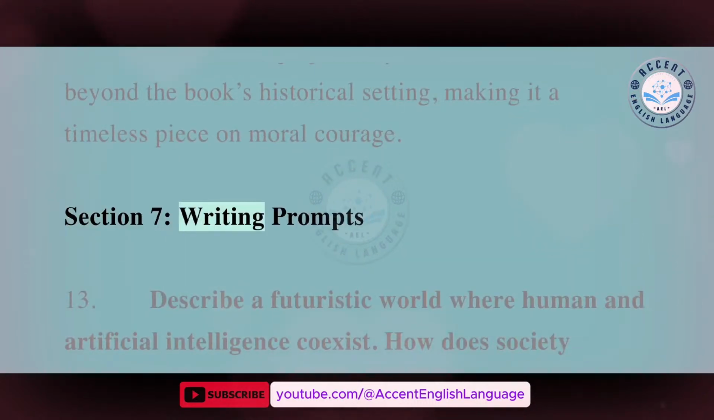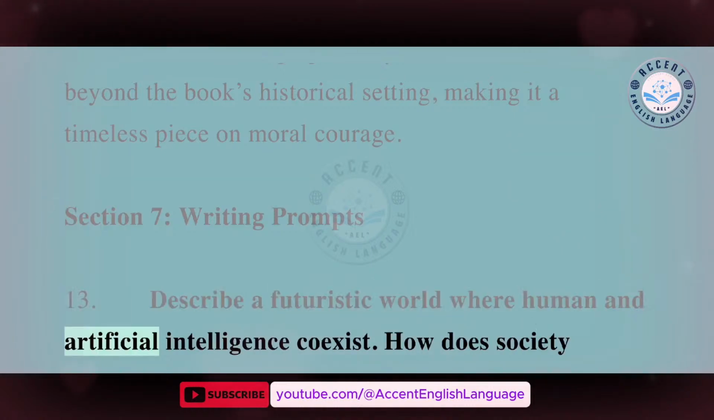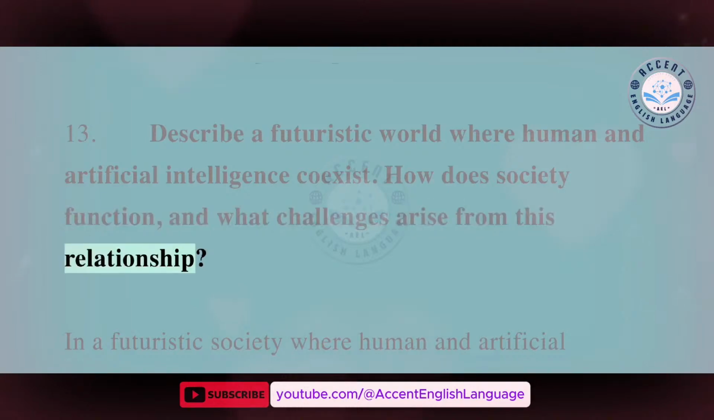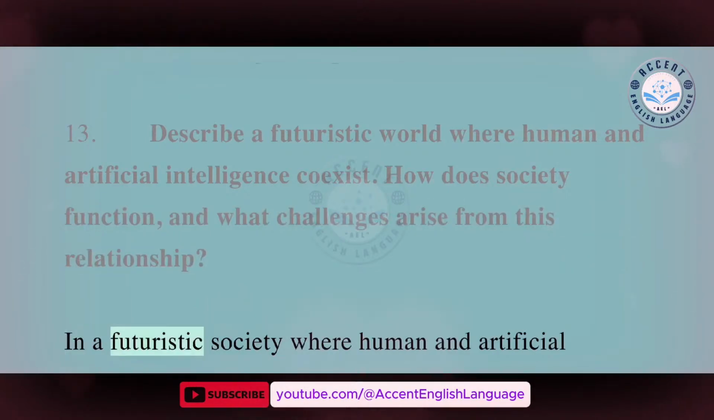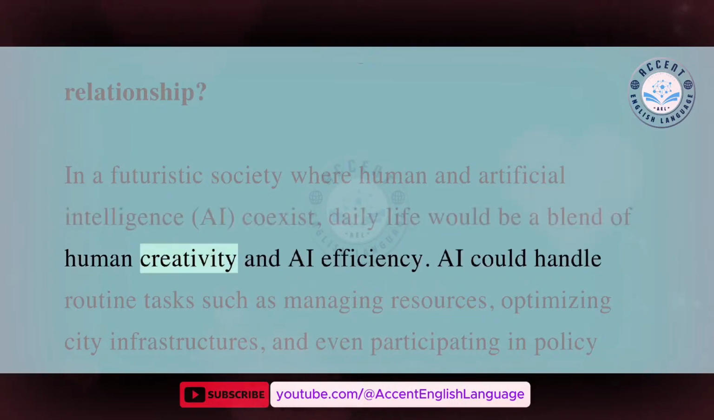Section 7. Writing Prompts. 13. Describe a futuristic world where human and artificial intelligence coexist. How does society function, and what challenges arise from this relationship? In a futuristic society where human and artificial intelligence, AI, coexist, daily life would be a blend of human creativity and AI efficiency.